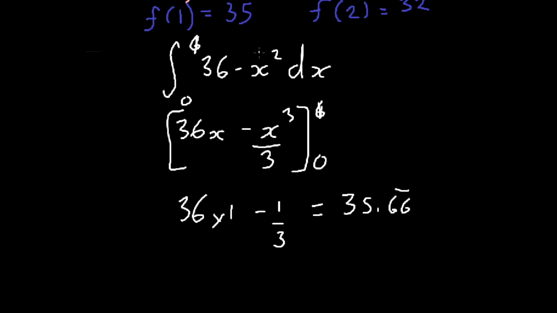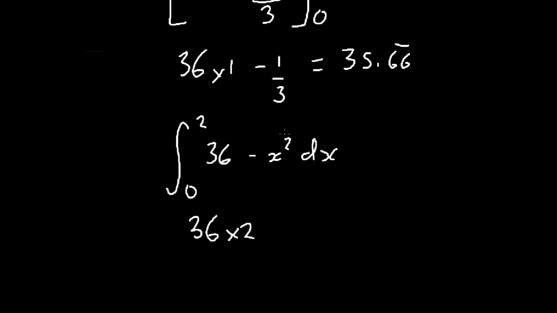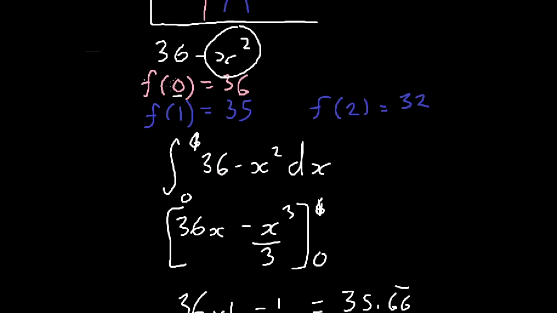Likewise, if we do it from 0 to 2, what's the area from 0 to 2? Then we can go 36 minus x squared, and that would be equal to 36 times 2, minus 2 cubed all over 3. So we can see that our area in this case is going to be 72 minus 4 on 3.